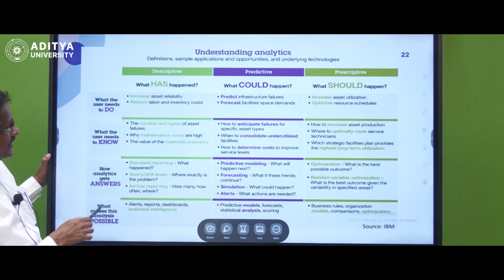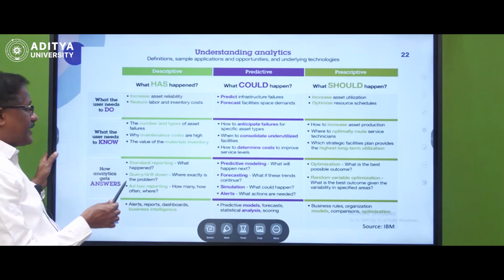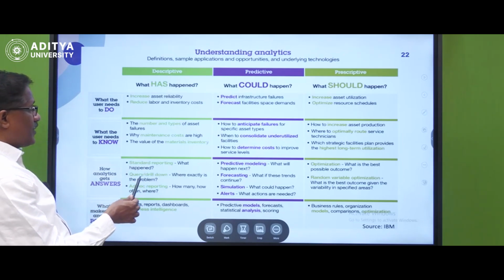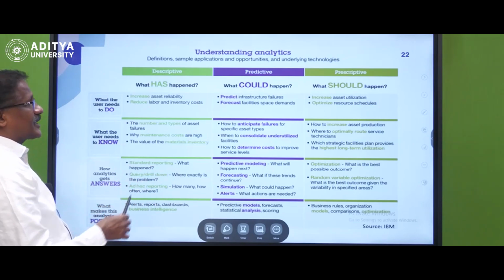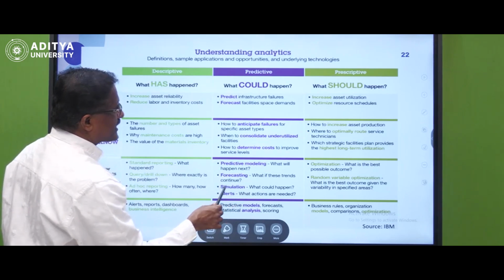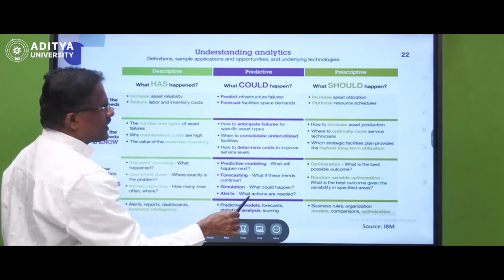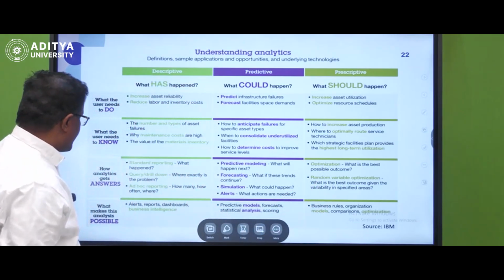How does analytics get the answer? What are the things we are going to get the answer? The answer is nothing but standard report writing, query drill down, ad hoc reporting. All the reporting aspects come under the descriptive, and all the forecasting, predictive modeling, simulation, everything is under the predictive. And the third stage, prescriptive: optimization and random variable optimization.